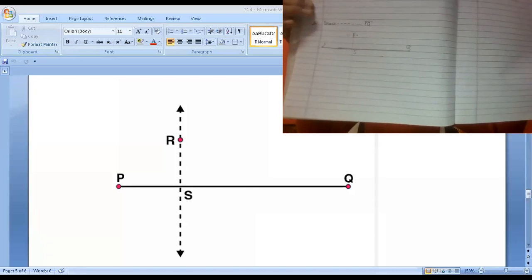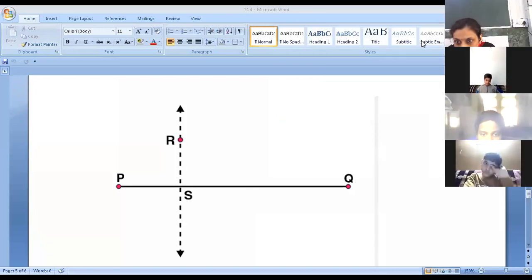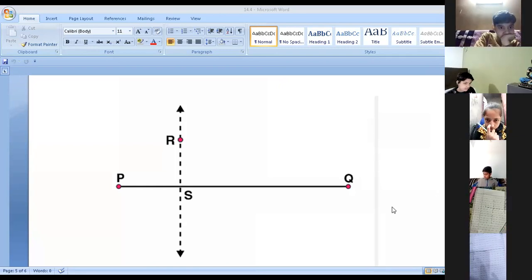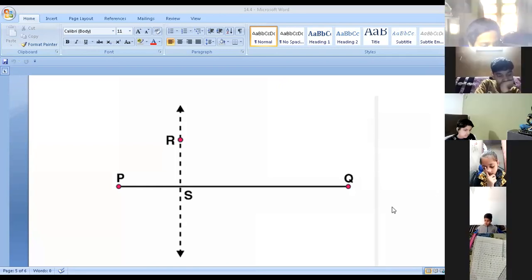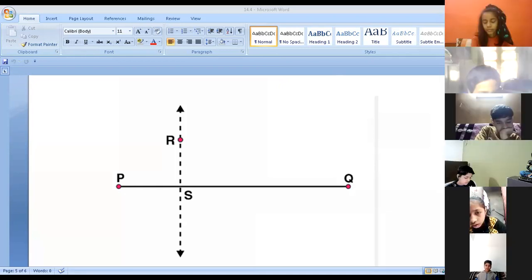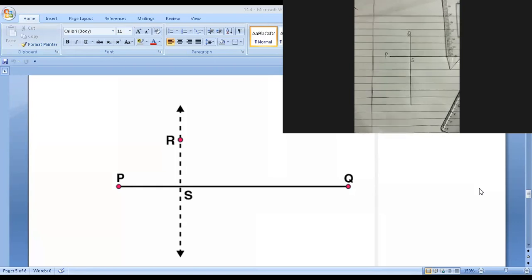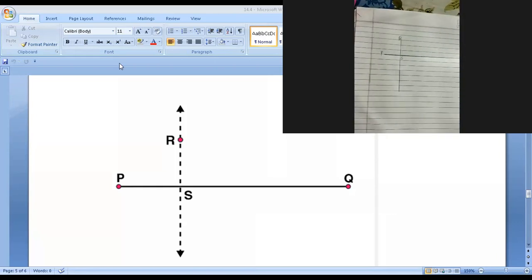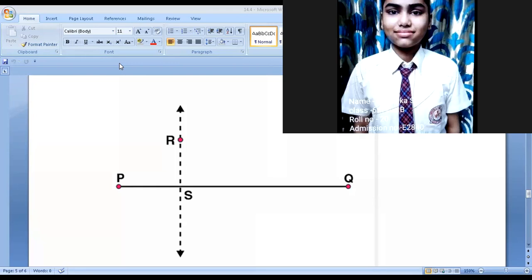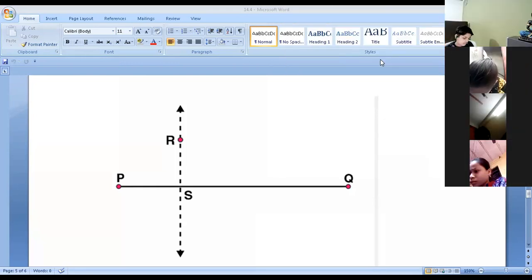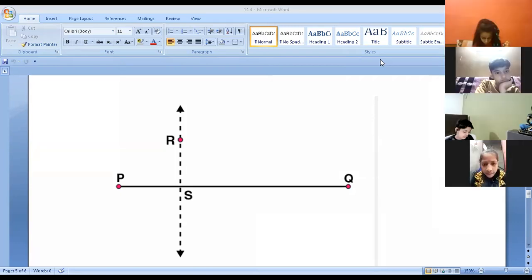Prapti, you have drawn correctly. Anyone else who has drawn? Who has drawn this diagram? Yes, wait, Kanishka, I'm checking. Yes, mark the arrows and point over there. That's correct, Kanishka. Very good.